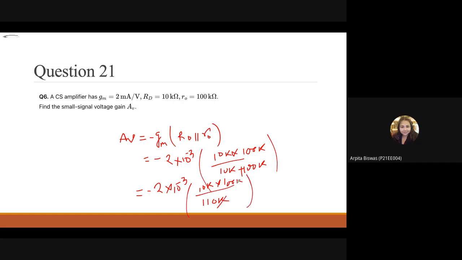See, this kilo cancels out, 10 cancels out. Then what we are getting from here? Minus 10 to the minus 3, and this kilo cancels out. So in the upper portion, 100 into 2 is 200, by 11, right? Yes, ma'am. Minus 200 by 11, this is minus 18.18. So this is the gain. Okay.